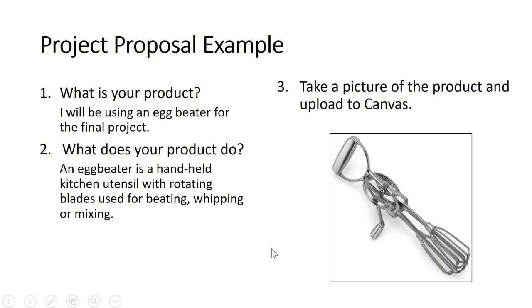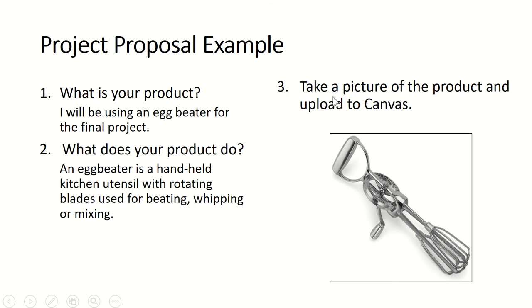Here is an example of a project. So what is your project or product? And I say I will be using an egg beater for the final project. And then what does your project do? An egg beater is a handheld kitchen utensil with rotating blades used for beating, whipping, or mixing.